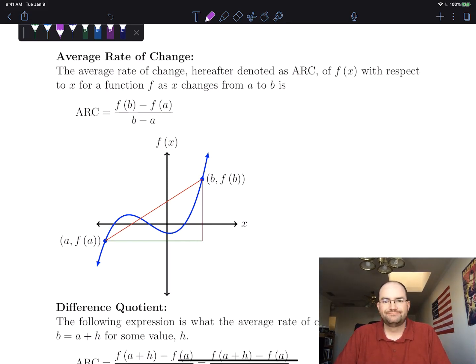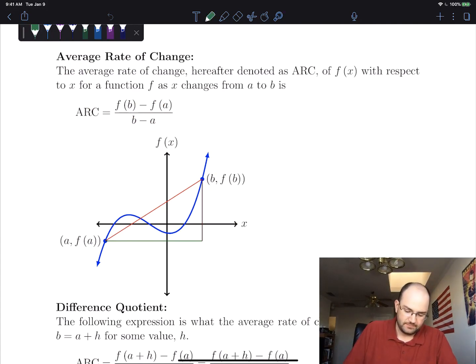Hello. In this video, we're going to look at the average rate of change. The average rate of change, hereafter denoted as ARC because I don't like writing average rate of change all the time, of f of x with respect to x for a function f as x changes from a to b is ARC equals f of b minus f of a all over b minus a.